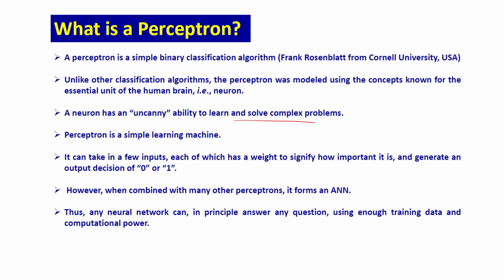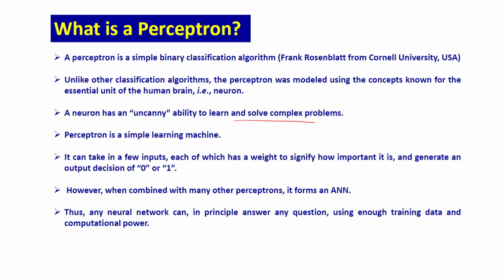It can take a few inputs, each with certain weights to signify which is more important or not, and generates output in terms of 0 and 1, correct. So, when you combine many such perceptrons, we call it an ANN or artificial neural network, right.